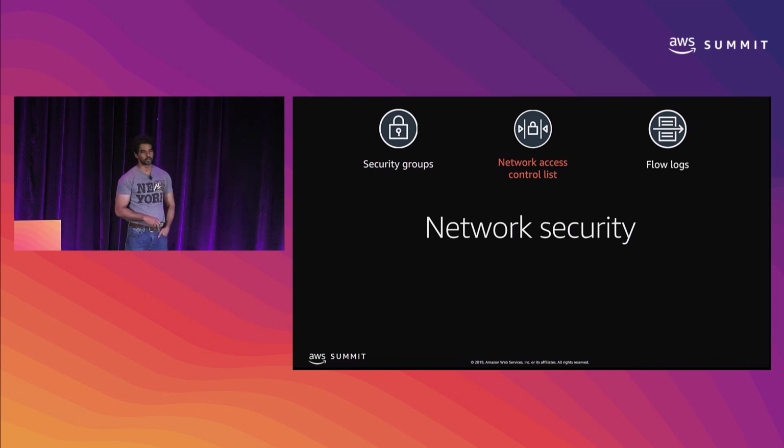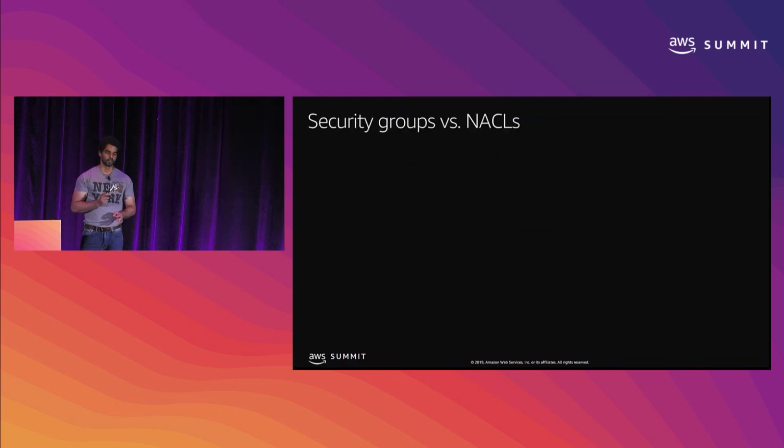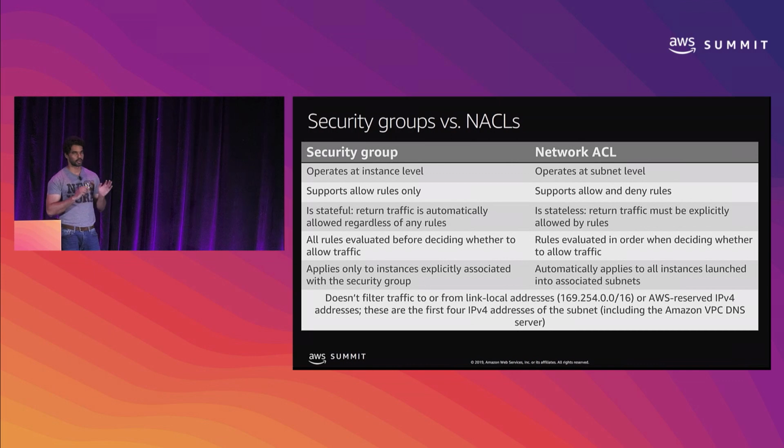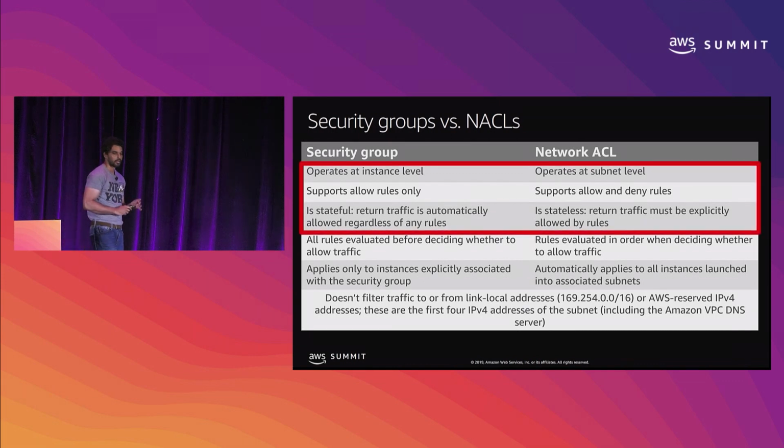Next, we have network access control lists, NACLs. Now, network access control lists are a little bit similar to security groups, but with a few key differences. And let's talk about them. I'm not going to cover all of them, but the top 3. Security groups operate at an instance level, actually, to be more specific, ENI level, while network ACLs operate at a subnet level. Right? So any traffic which is incoming into the subnet or exiting the subnet will be blocked or allowed using the network ACL.